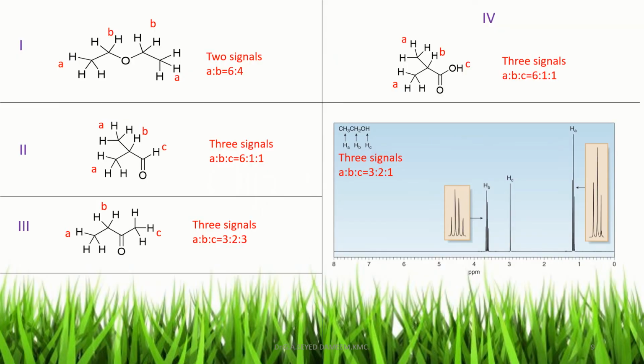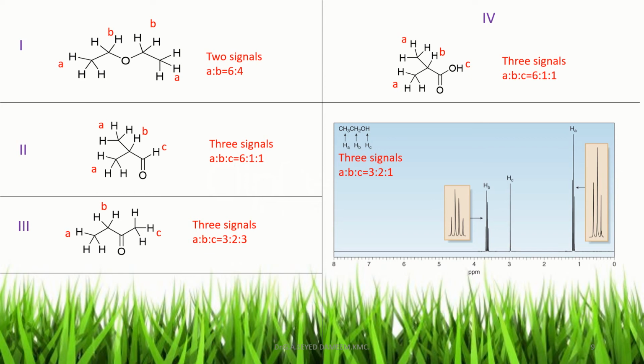This slide also shows the number of signals for various compounds. In the case of the first compound, it gives 2 signals, and it contains 2 equivalent methyl groups and it contains 2 methylene groups. The methyl groups are denoted by letter A and methylene groups are denoted by letter B, because of 2 signals, and here the intensity ratio A is to B is equal to 6 is to 4.